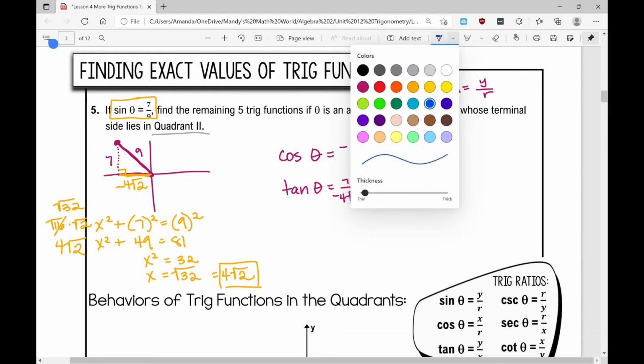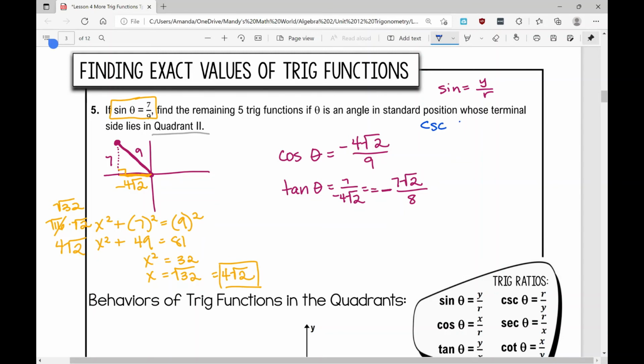So now let's find our other trig functions: cosecant theta, secant theta, and cotangent theta. Cosecant theta is the reciprocal of sine, so instead of y over r it's r over y, which is 9 over 7. Secant theta is the reciprocal of cosine, so instead of x over r it's r over x, which is 9 over negative 4 root 2. I need to rationalize that denominator, so I'm going to put the negative out in front because I like to do that. Negative 9 square roots of 2 over 4 times 2 is 8.